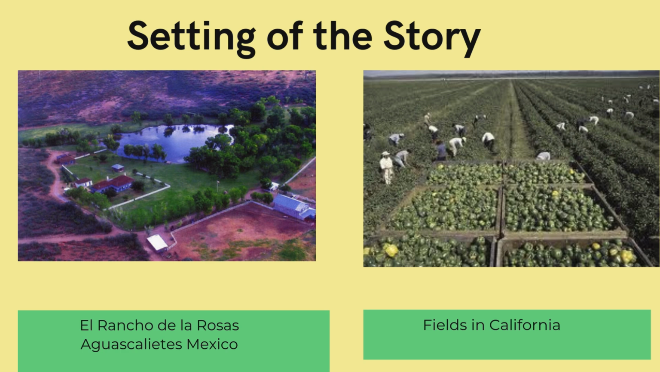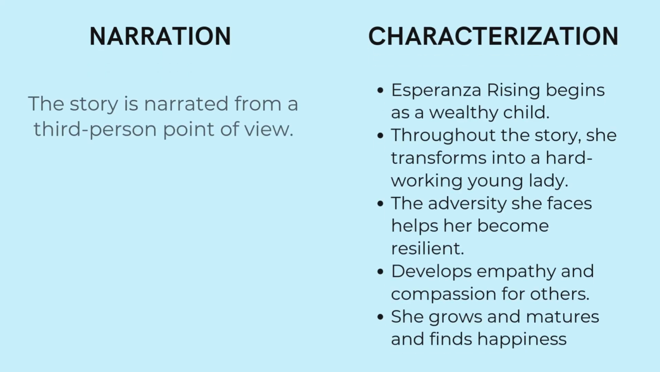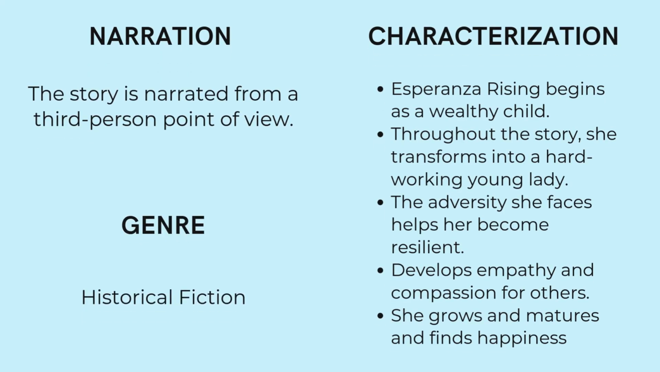The setting of the story: the story takes place at the beginning at El Rancho de las Rosas in Aguascalientes, Mexico, and the next part is on the fields in California. Narration: the story is narrated from a third person point of view. Genre: historical fiction.